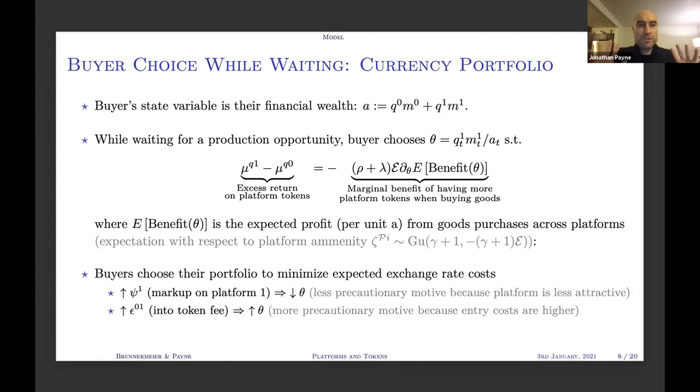Okay, so stepping back from this optimal portfolio choice, what do we end up learning about how the platform's decisions end up affecting the portfolio decision of the buyers? Well, first of all, we can think about what happens when the markup goes up. So if the platform chooses to increase the markup on their platform, this ends up decreasing the portfolio holdings in the digital currency. Because in this case, there's less need for the buyers to go to the platform, and so they hold less currency to use in advance.